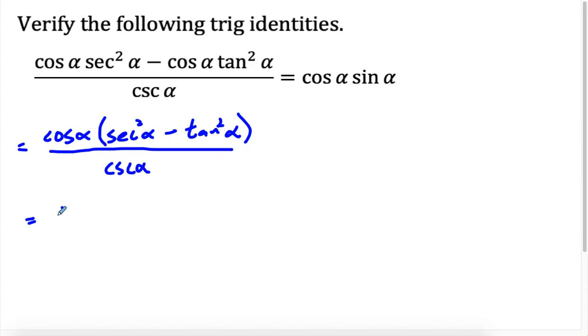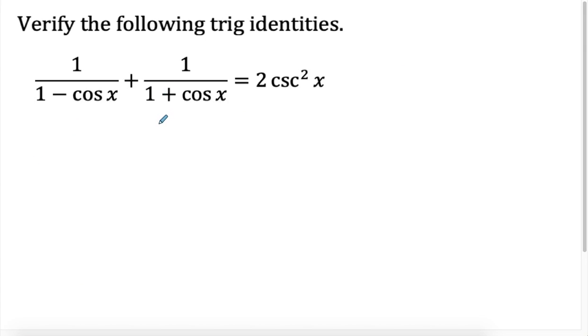So this ends up just being cosine of alpha times 1 over cosecant of alpha. Well, 1 over cosecant of alpha is just equal to sine. So this would just become cosine of alpha times sine of alpha. All right, and that is what we wanted to show. Let's do one final example here.